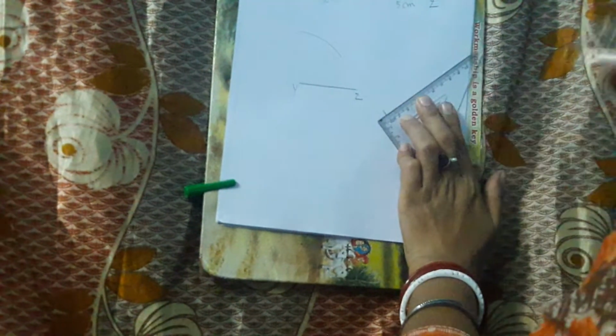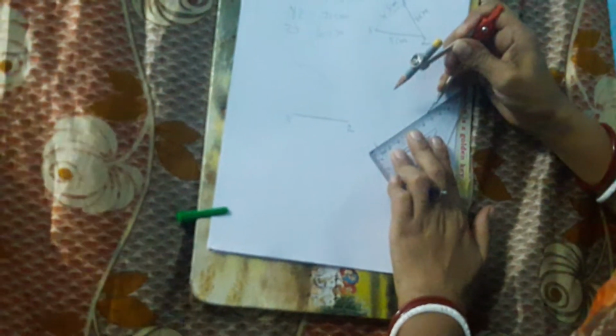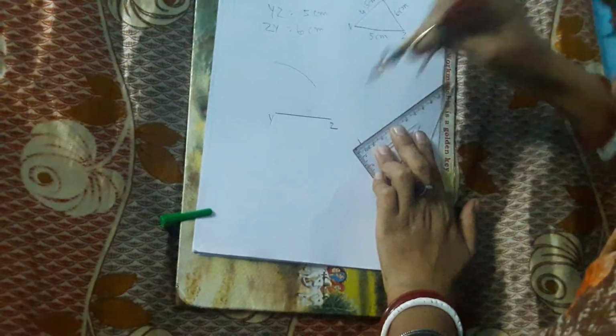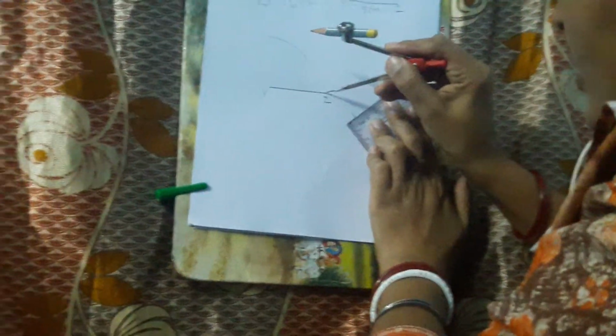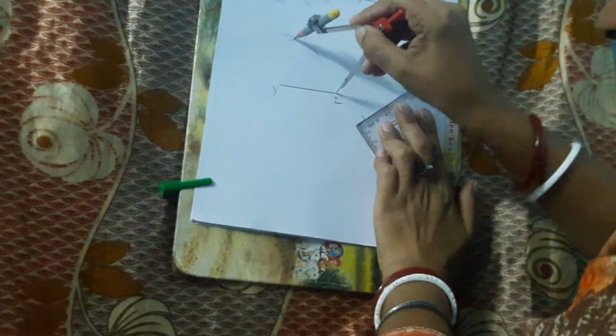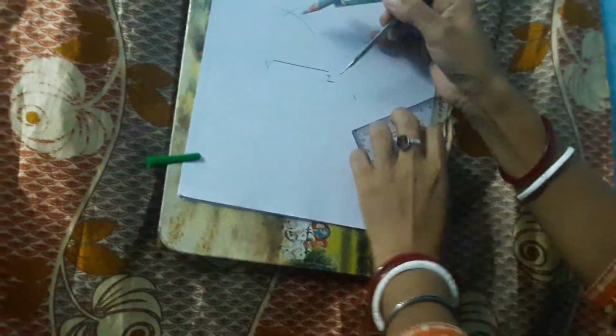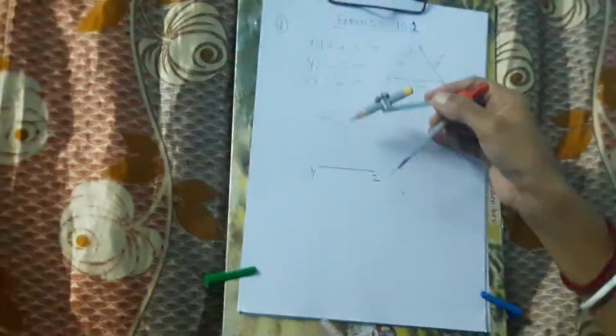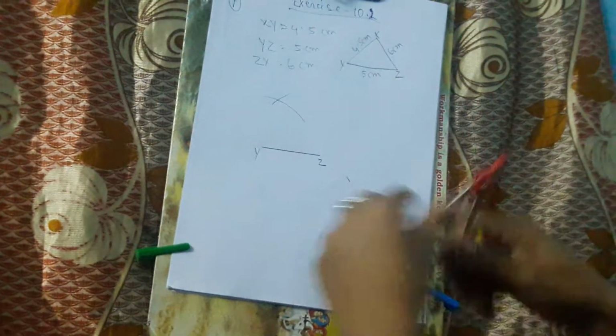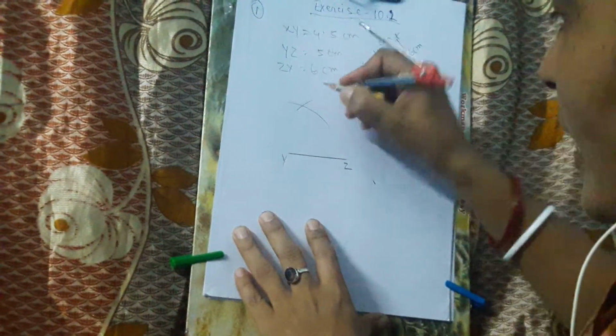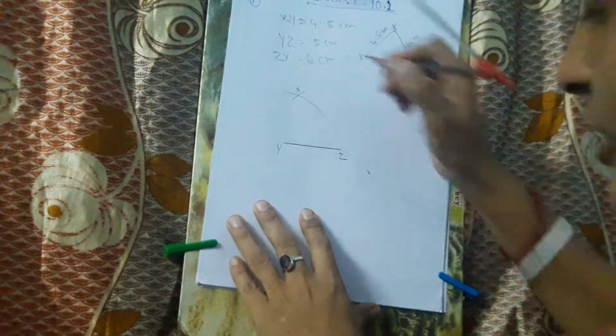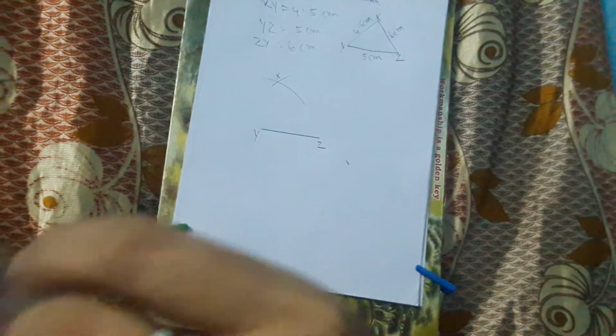Here it is. Now another side has been given, 6 centimeter. Again I have to measure the length of 6 centimeter. I will take an arc of 6 centimeter. Yes, exactly. Now from point Z I will take that 6 centimeter. Now the two arcs intersect at a certain point. That point is X. Name it X.